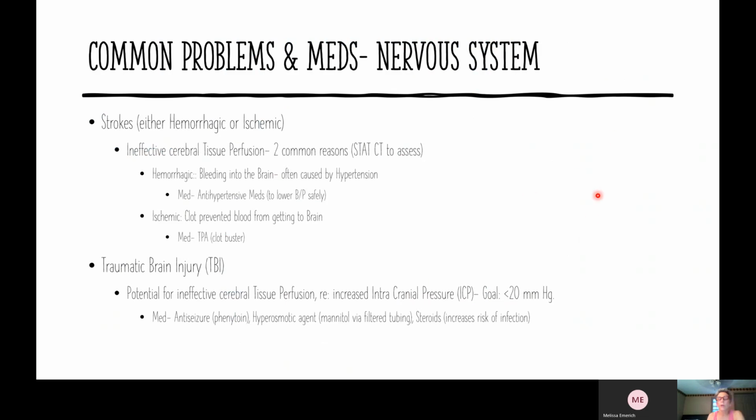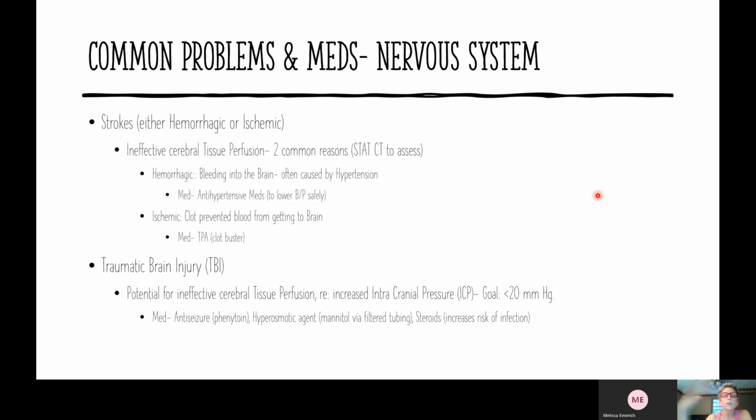All right, we've talked about what happens when things go well, but what about when things don't go well? Some of the common problems that will be discussed in depth as we move forward through 7 terms of nursing school are strokes and traumatic brain injury. Strokes can be either hemorrhagic, meaning there's bleeding, or ischemic, meaning there's a clot. Regardless of which, there's going to be ineffective tissue perfusion, right?